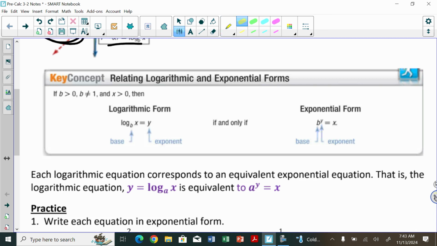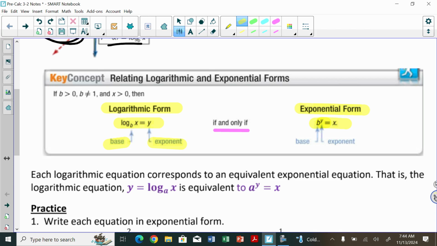First thing, logarithmic form. Logarithmic form is written as log base b of x equals y. You have the base being the b value, and you have an exponent, which is y. Keep those in mind as we say if and only if. In exponential form, they're the same thing, just written differently. In exponential form, our base b becomes here, and y is the exponent, so it's b to the y equals x. Just written a little bit differently.